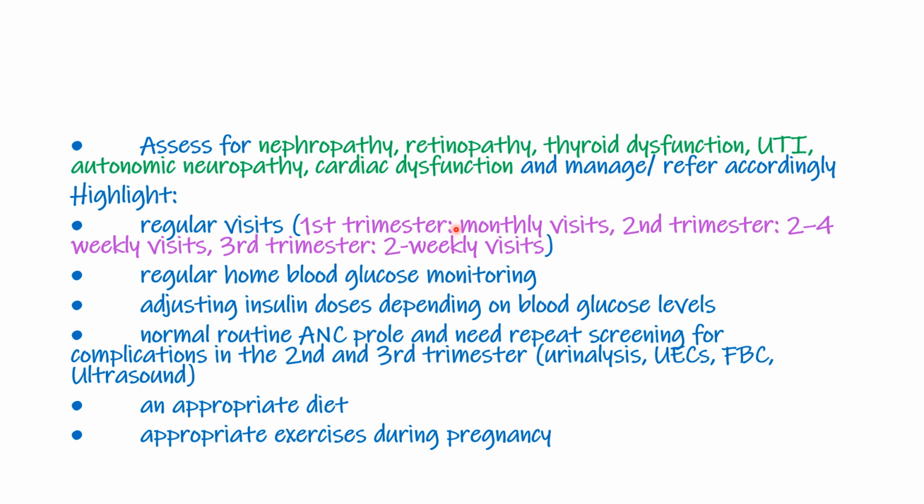That is, in the first trimester they come for a monthly visit, in the second trimester they come for visits 2 to 4 weekly, and in the third trimester they come weekly. And then in addition to that, regular home blood glucose monitoring. You adjust insulin doses depending on the blood glucose, and then you monitor the fetal profile, and you need to repeat screening for complications in the second and third trimester using urinalysis, UEC, FBC, and ultrasound. In addition, as you said before, appropriate diet and exercise during pregnancy.